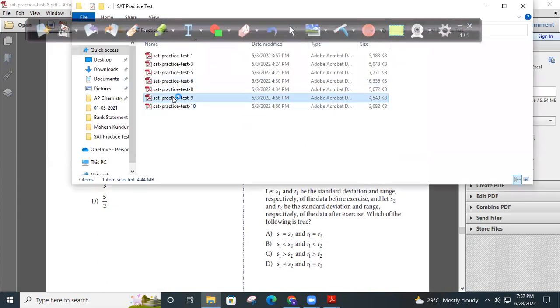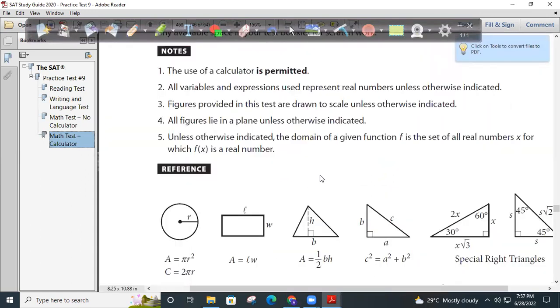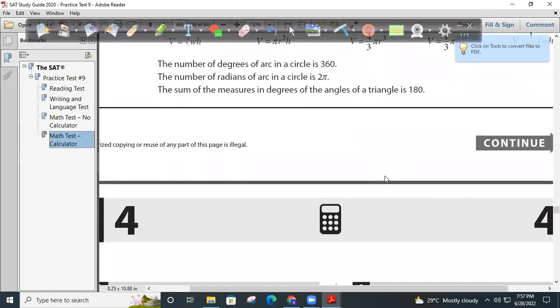So let me open another test. You'll have minimum one question. Generally in section 4, I see these questions that come as part of this.